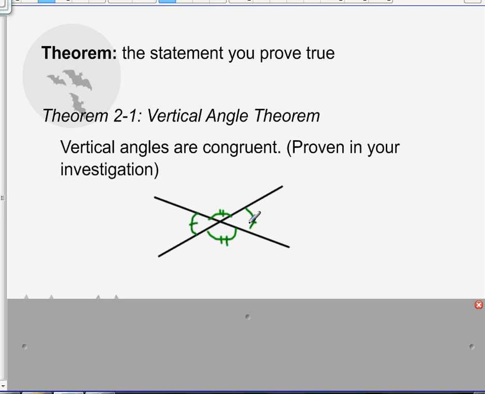So if you see a hash mark, find the other one that has one hash mark, and that means they are congruent. In your book, they often have it as 1 versus 2, and they just do the curves. All right, so just so you are aware what that means. But we know that the vertical angles are congruent according to this theorem.